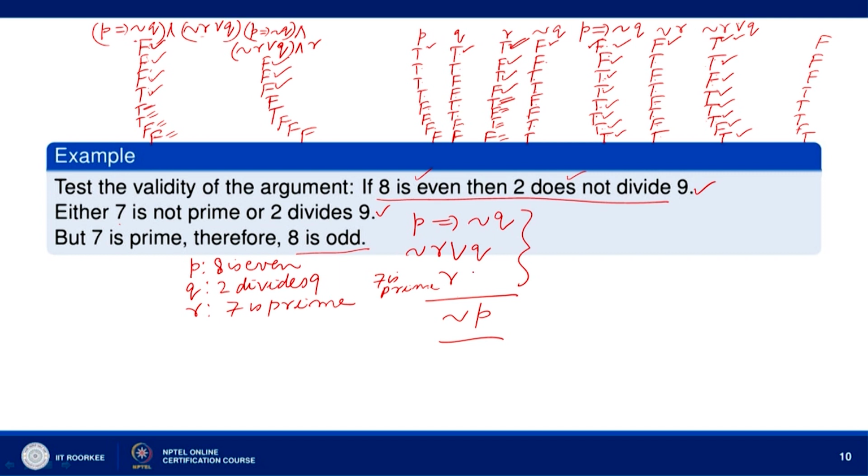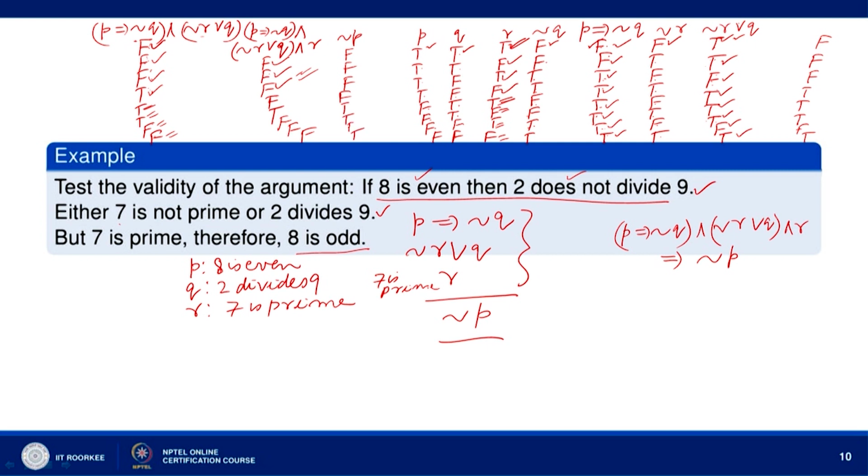Okay. Now, we have to consider the last column. So, P implies not Q and not R or Q and R implies not P. We have to write the entries in this column. So, we have to consider this column and the not P column; not P we have not written. Okay. So, not P we can write here: not P will be F, F, F, F, T, T, T, T. Okay.